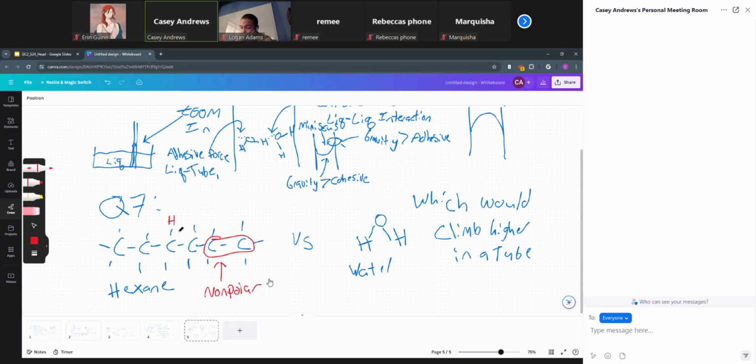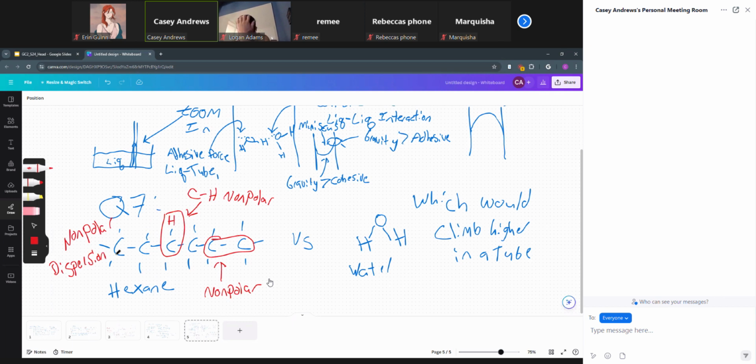These dashes are hydrogen. And this is just something you want to know. A carbon-hydrogen bond is also nonpolar. So hexane is a nonpolar molecule because it only has nonpolar bonds. So the only intermolecular force it gets is dispersion.